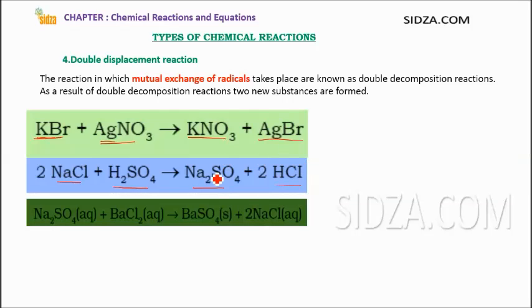Another one, sodium sulfate solution and barium chloride. Once you mix the two compounds here, a precipitation of barium sulfate will be formed and you get the NaCl. So in all these examples, two compounds exchange the radicals, right, and form different compounds.